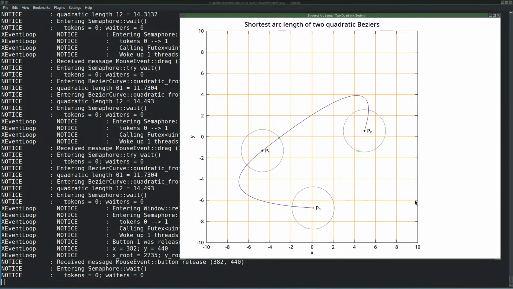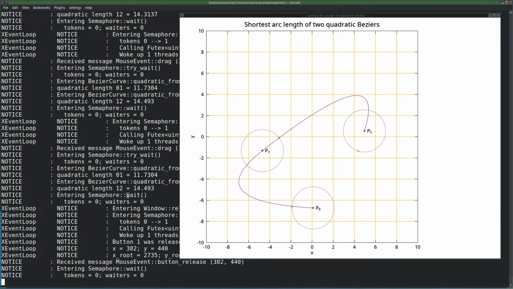Okay, so what we want to do next is print the elastic energy and the bending energy, and then see if we can minimize something there.